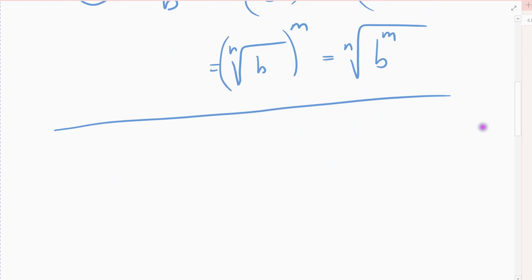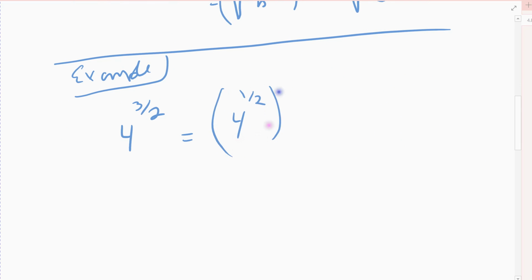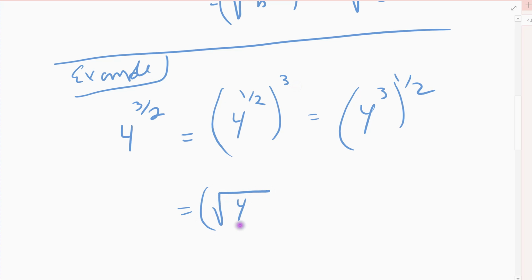And so an example of where that's sort of used, so looking at an example, suppose I have 4 raised to the 3/2. Well, that's exactly the same as 4 raised to the 1/2 cubed, or 4 cubed raised to the 1/2 power. Well, remember what the 1/2 power is. The 1/2 power is the square root function. And so 4 to the 1/2 and then cubed is the same as the square root of 4, cubed, or I can write the square root of 4 cubed.